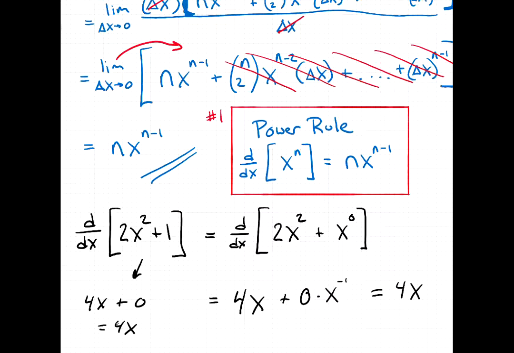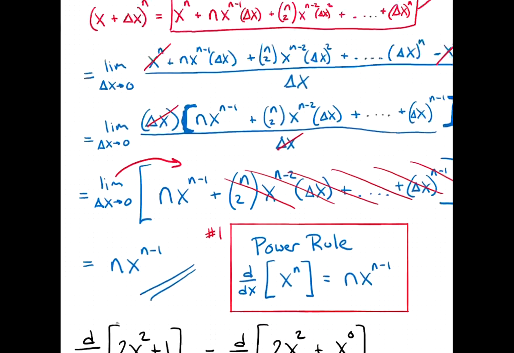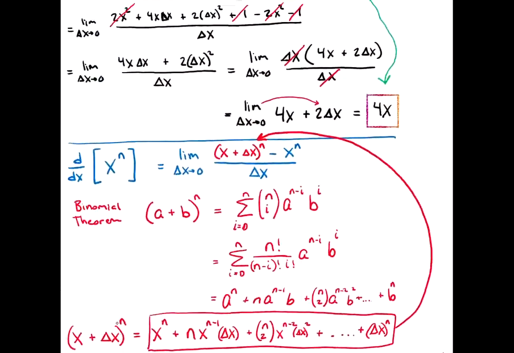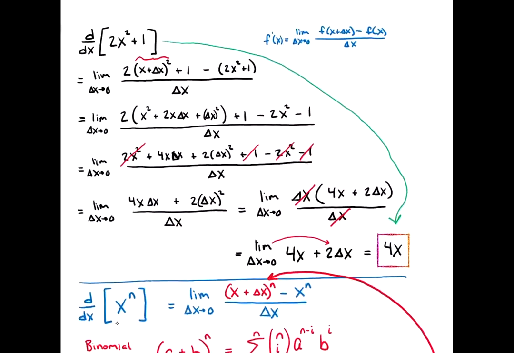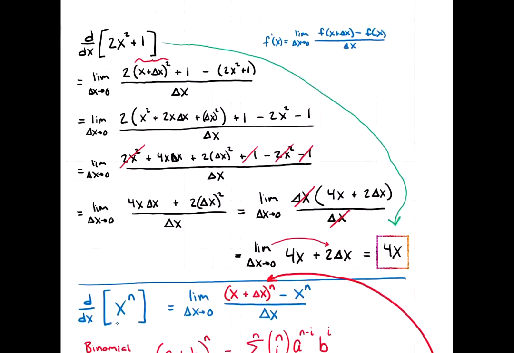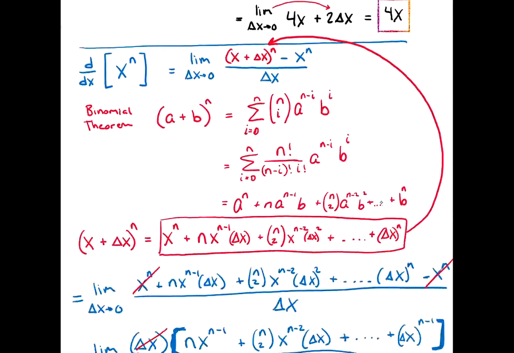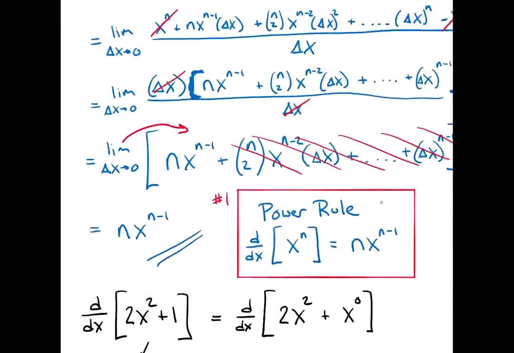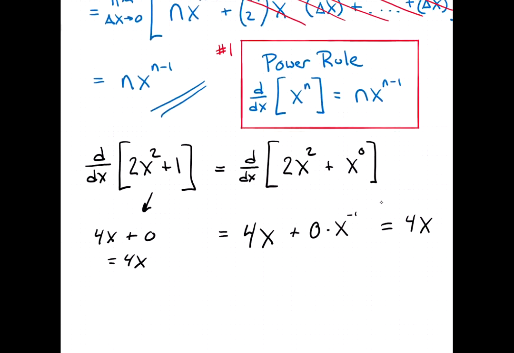So now that we've established the power rule, this first problem, which took us a few minutes to do, is reduced to just a couple of seconds of work. Power pops out front and decreases by 1. And that's it. That is the power rule. All right, so that's it for the power rule.